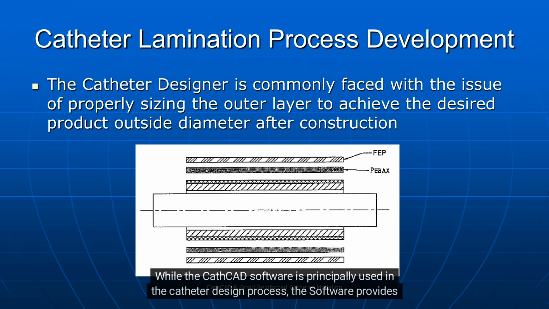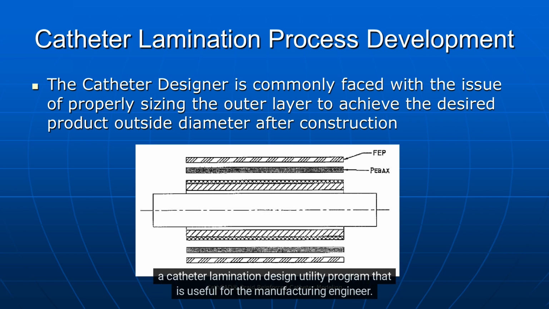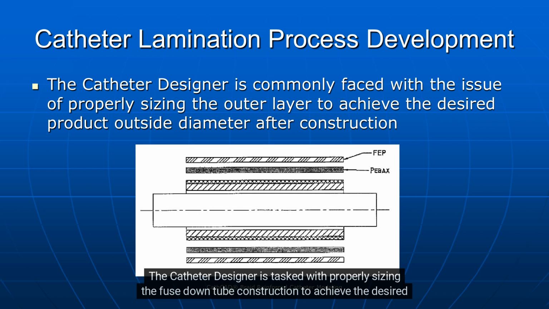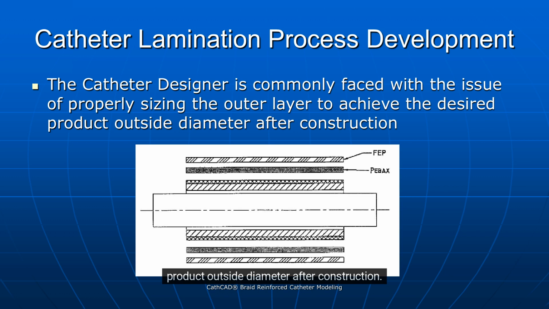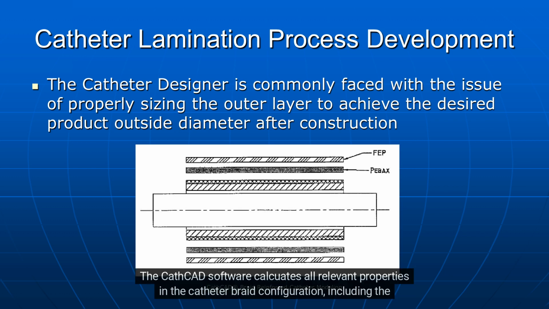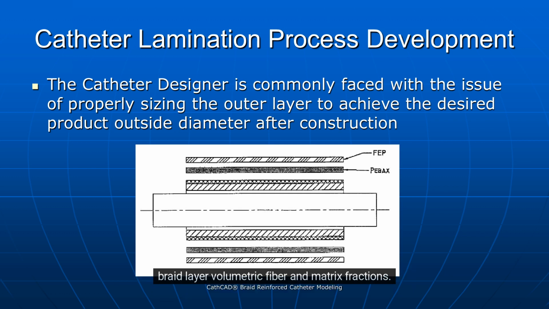While the CathCAD software is principally used in the catheter design process, the software provides a catheter lamination designs utility program that is useful for the manufacturing engineer. The catheter designer is tasked with properly sizing the fuse-down tube construction to achieve the desired product outside diameter after construction. The CathCAD software calculates all relevant properties in the catheter braid configuration, including the braid layer volumetric fiber and matrix fractions. These parameters are necessary inputs to the fuse-down designer.